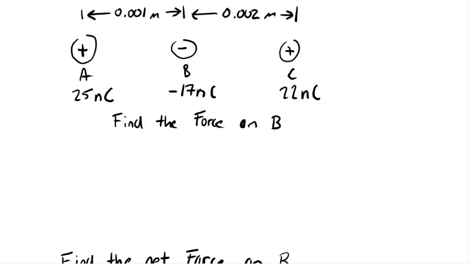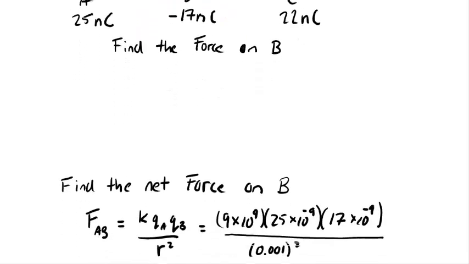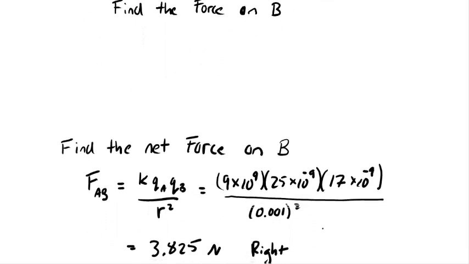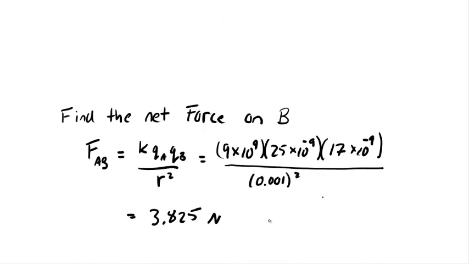And I know that from A on B, it will attract B. So F of A on B will be going left. And then the force of C on B will be attracting it this way. So now I need to calculate the magnitude for each one. To find out the net force on B, I will find out the force of A on B, and notice I don't use a negative sign, and so the force of A on B is going to the left.